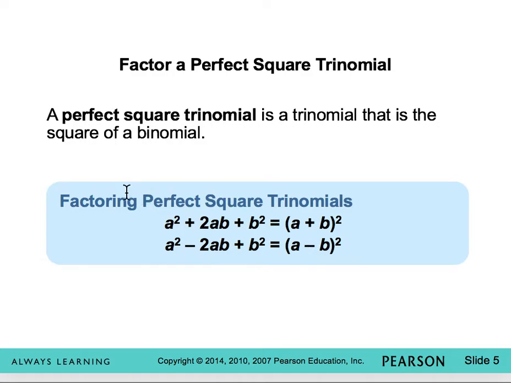All right. To know if a trinomial is a perfect square trinomial, the first term and last term have to be something squared. And then the middle term has to be 2 times their square roots. You have to have a plus sign in the back, but you can have a plus or minus in the front.